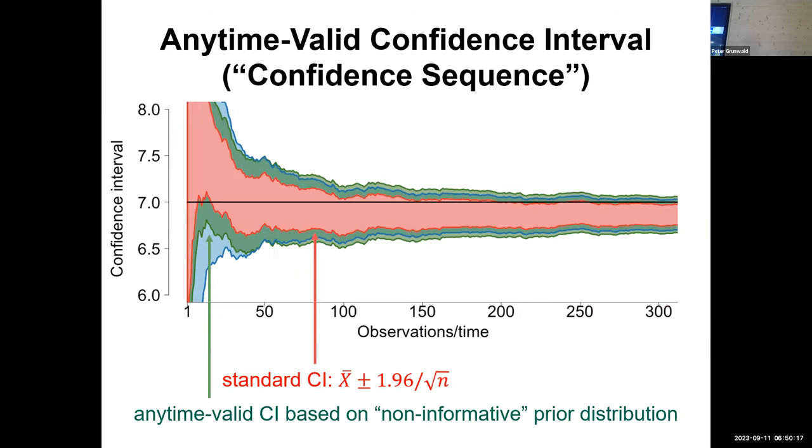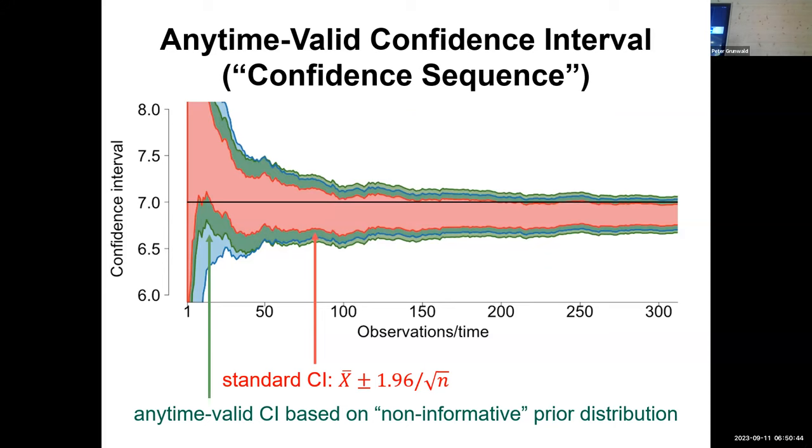The standard anytime confidence interval for this problem is a bit wider. And this has the property that we desire. You can look at the data at any time for any reason, because the probability that the true value will ever be excluded is 5%. Ever, no matter how long you go.